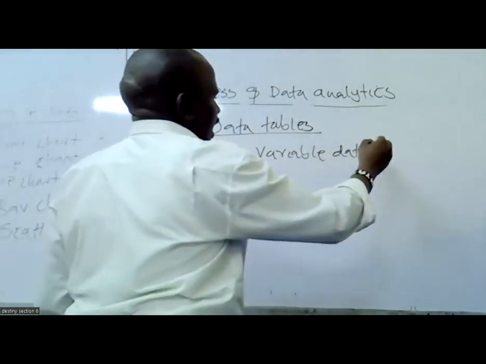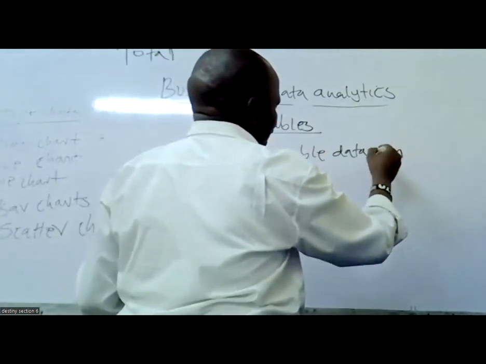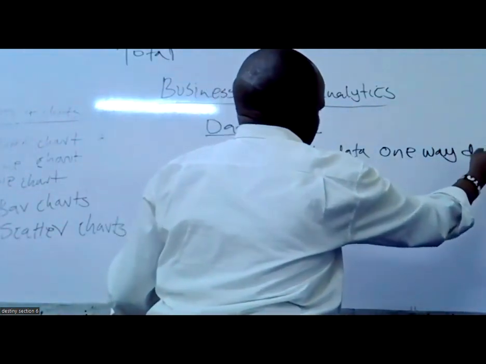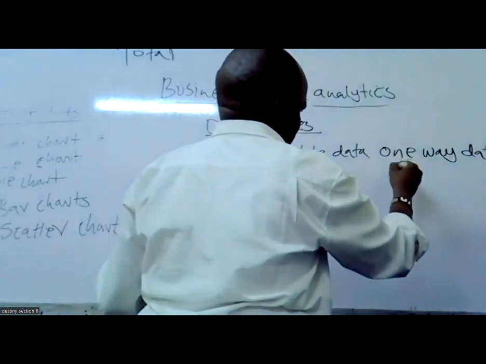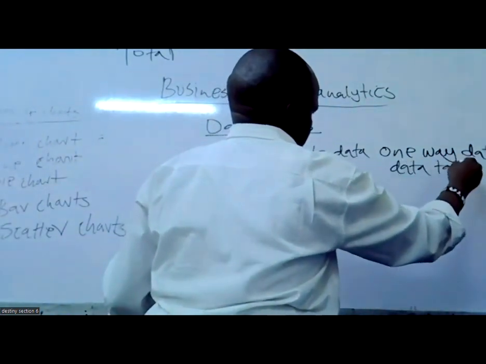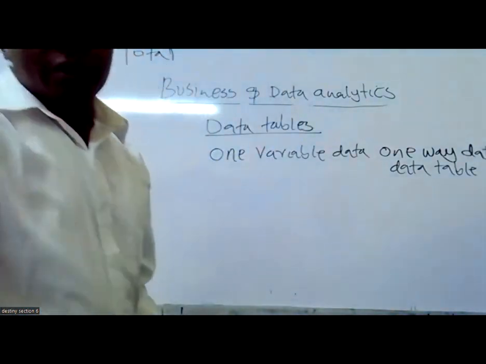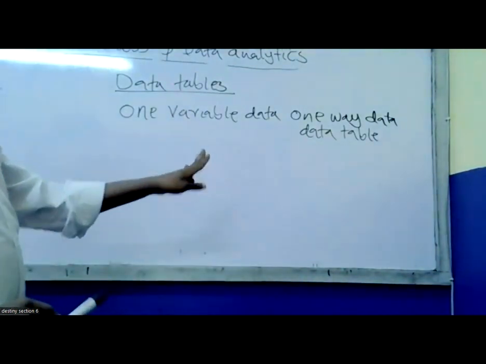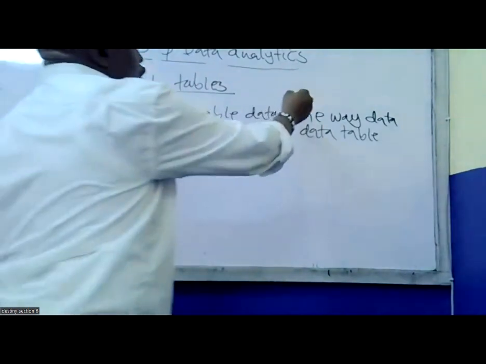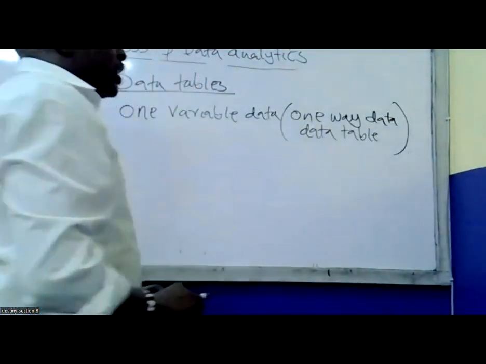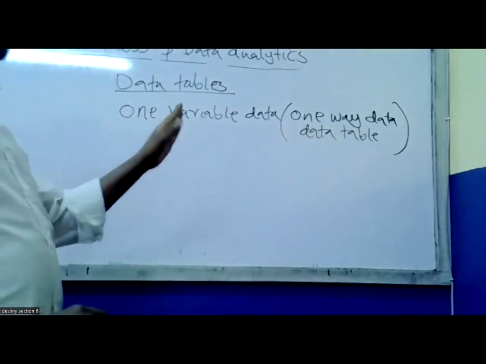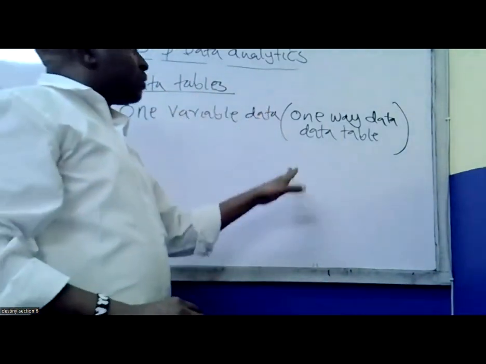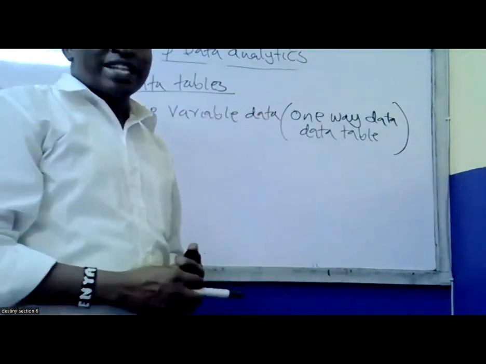Sometimes we call this the one way. You can as well call it a one way data table. This is one and the same thing. So one variable data table, or you can as well call it a one-way data table. So wakikuuliza use the one variable data table, or sometimes wakuuliza use the one-way data table, ujue it is one and the same thing.